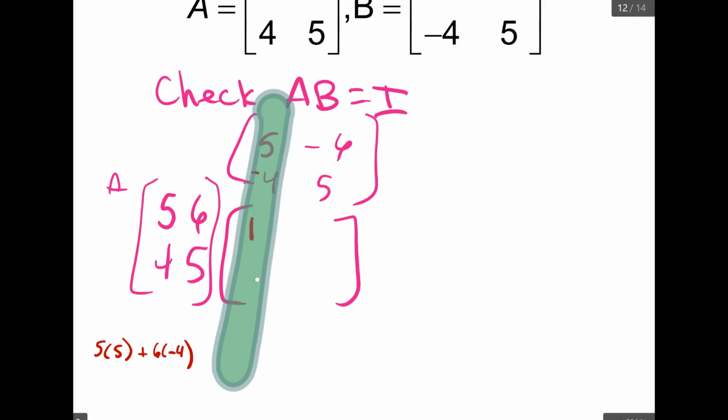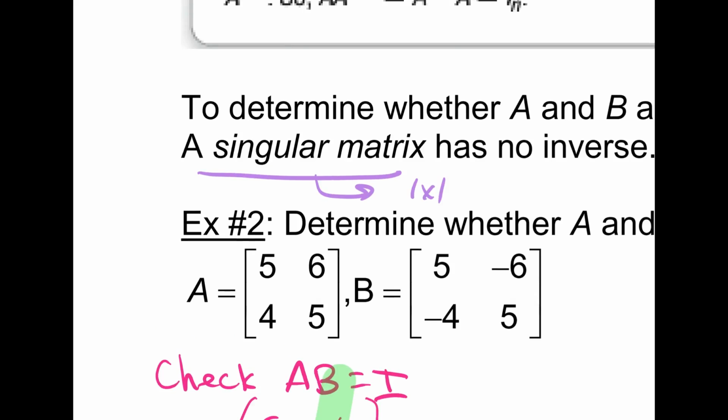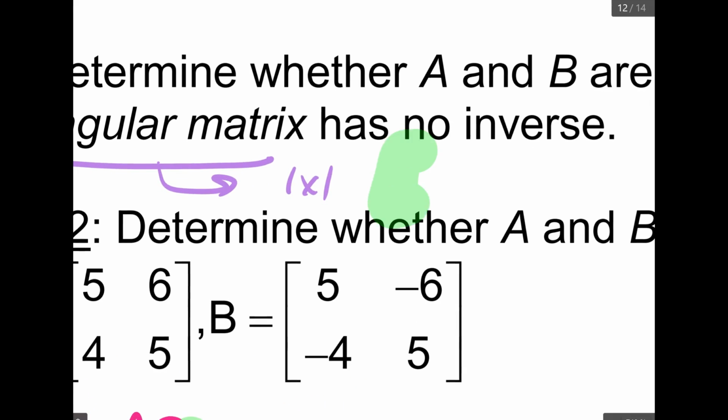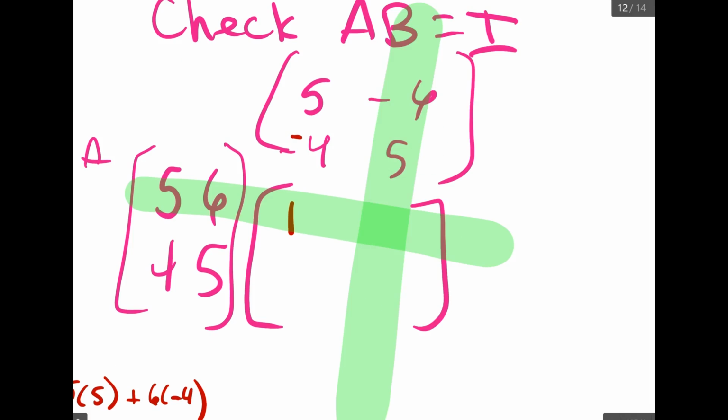So I got 1 here. But aren't we trying to find a singular matrix? Well, I'm trying to find the identity. If A and B are inverses of each other, you should get an identity matrix. But it's not a singular matrix. No, a singular matrix is literally just 1, a 1 by 1 matrix. So yeah, it won't have an inverse.